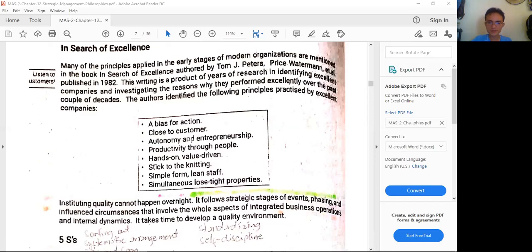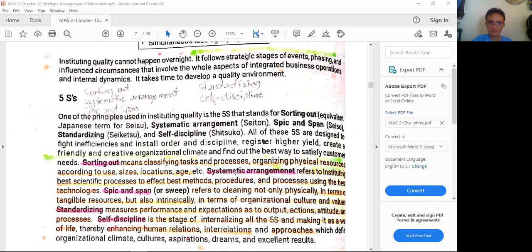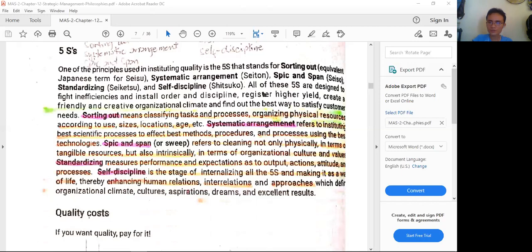So if you can just notice, quality is not built in one day. Quality cannot happen overnight. So it takes time, it takes continuous efforts and sustained efforts to be able to get there to the quality that is to be achieved. Now, there are the five S's, which are also borrowed and learned by us from the Japanese. So we have the five S's: sort, then... okay, we will just skip the Japanese term.